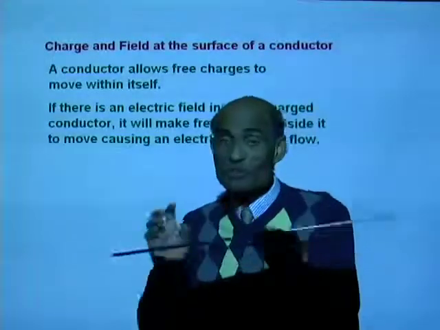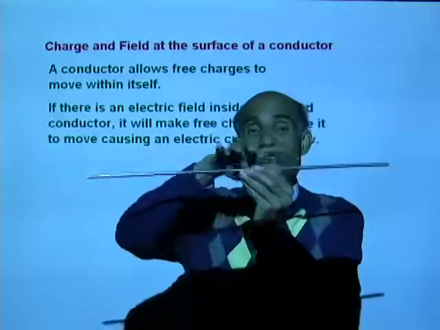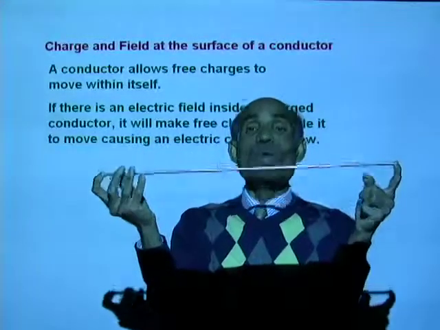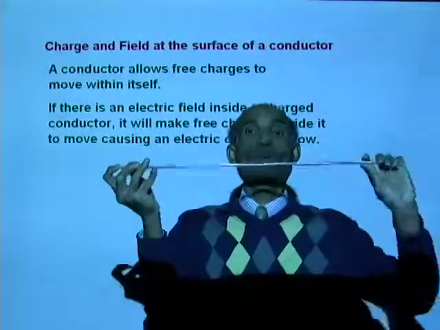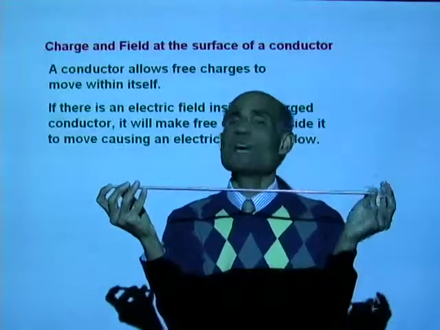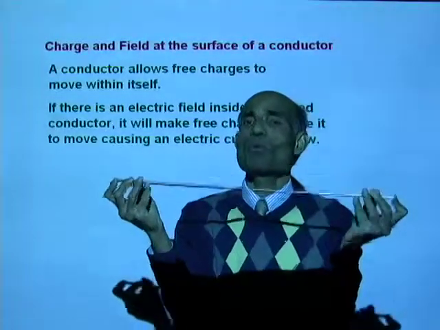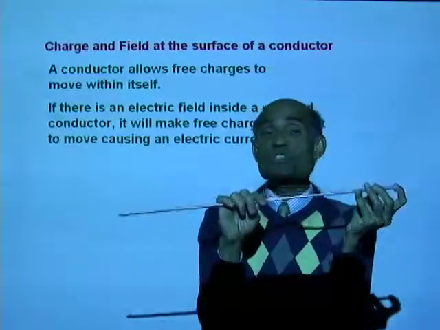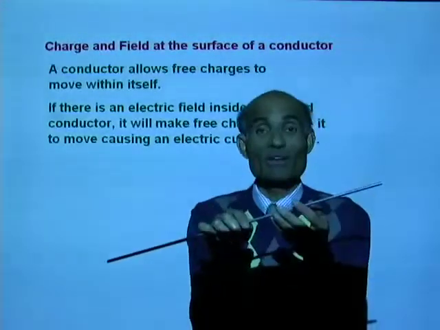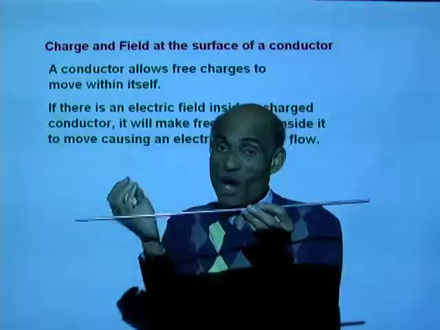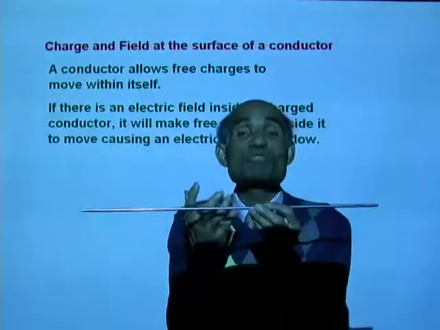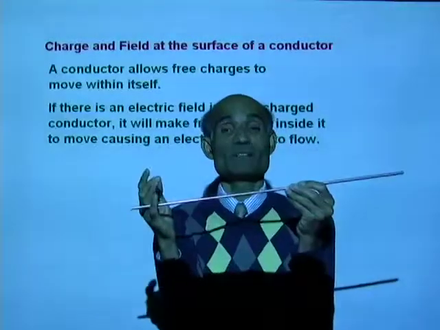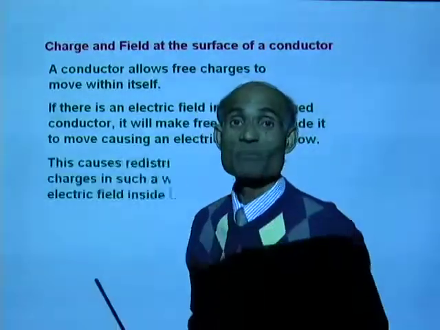Now, is this going to be true? If I place some excess charge on this aluminum rod, will there be electric current flowing in it? Well, I don't think so. What does that mean? If there is no electric current, it means the charges are not flowing. And if the charges are not moving, it means there is no electric field inside the conductor. You see, that's a very simple conclusion.